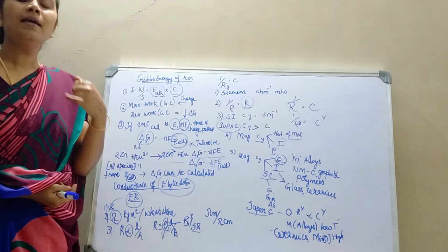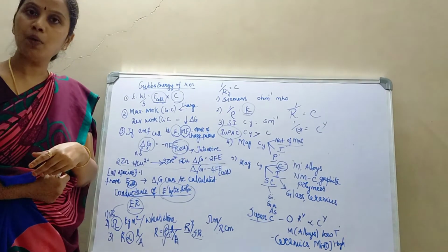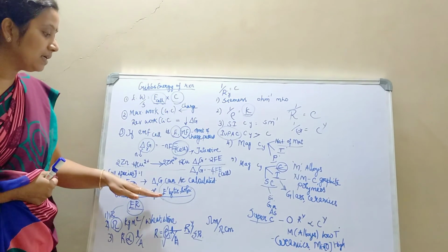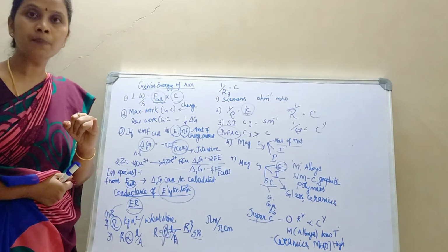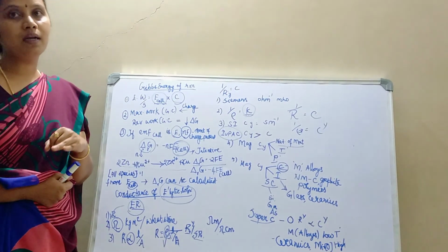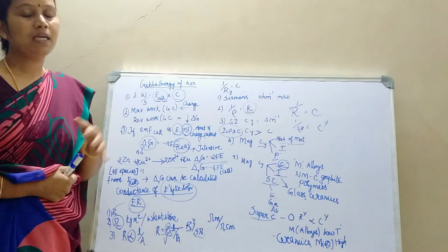Then we saw how substances are classified into four types based on the magnitude of conductivity. In the next session, we will be seeing about the electrical conductance of electrolyte solution, then conductivity and molar conductivity. Then we will be seeing about batteries.